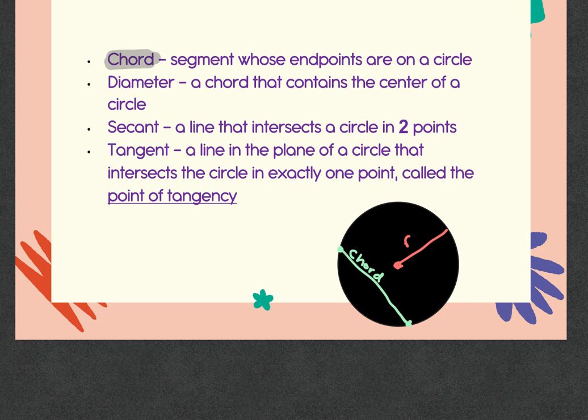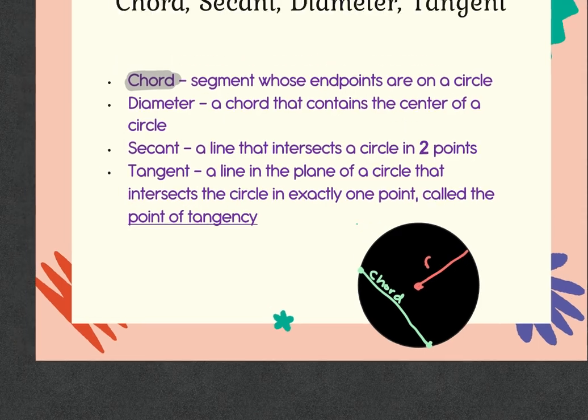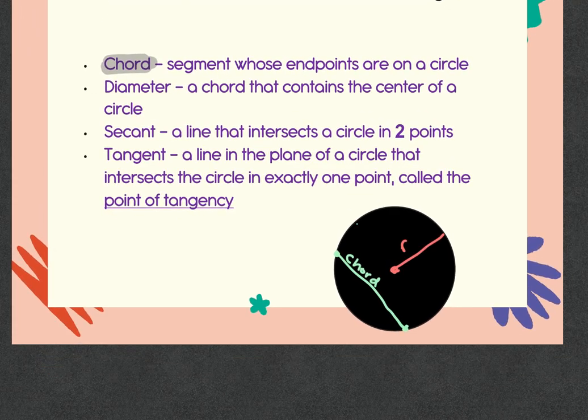A diameter is a chord that contains the center of the circle. So if I were to take that chord which goes end to end and I pass it through the center of the circle, that's a diameter. So by definition, a diameter is a chord. But if you were looking at a diameter and it asked you to name it, the better name would be diameter. On the next slide, you're going to see all these pictures too.